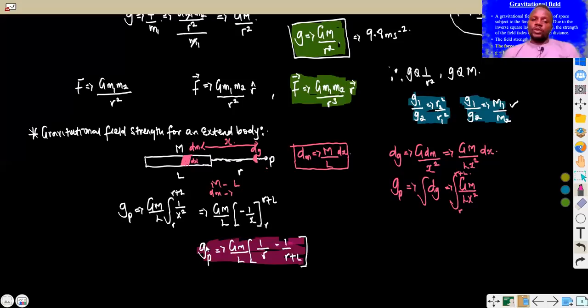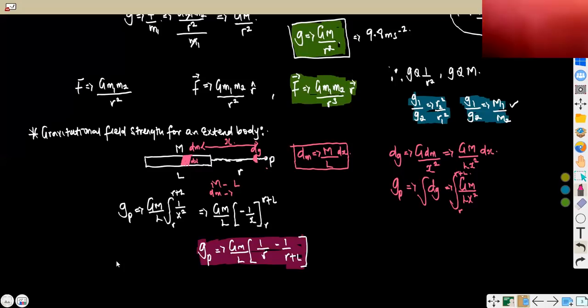So the gravitational potential of a straight rod, considering the axial point. When I say axial point, it is just the length at which it was connected to the small mass, is given by GM by L, open brackets 1 over r minus 1 over r plus L. This is directly going to be used in some numericals we are going to do under the numerical aspect.